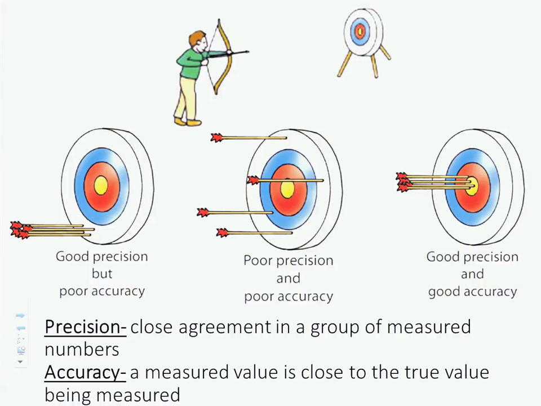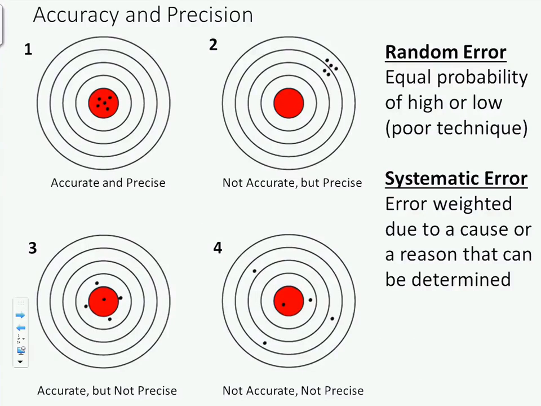Okay? So why is this helpful? We can think about them and it helps us think about error. So these are more similar bullseyes. Number one is accurate and precise. Number two is not accurate, but it is precise. Number three is accurate, but not precise. And number four is not accurate and not precise. So what we can think about here is error. Where does error come from whenever you're thinking about precision and accuracy? If you have what's called random error, there's an equal probability of being high or low.